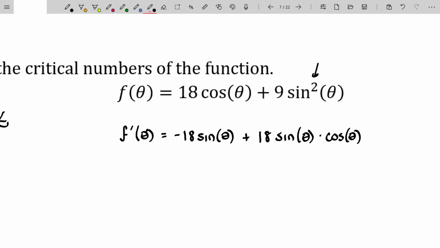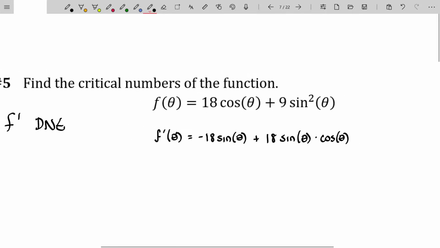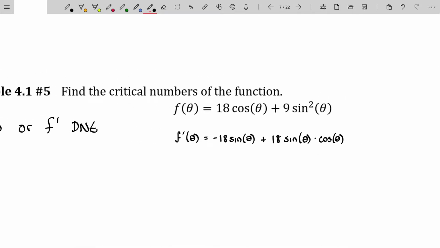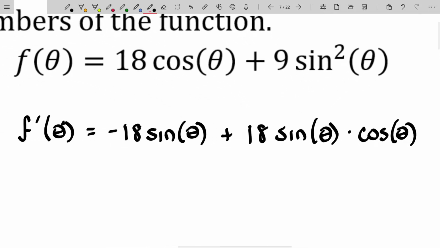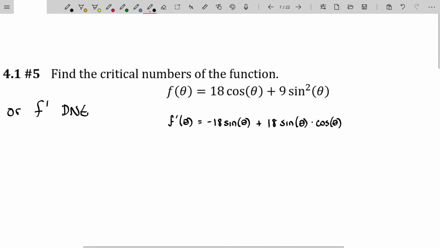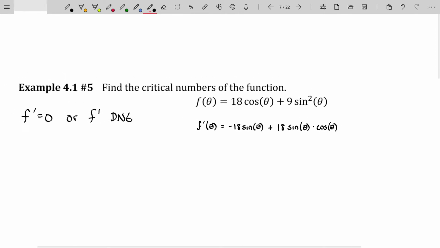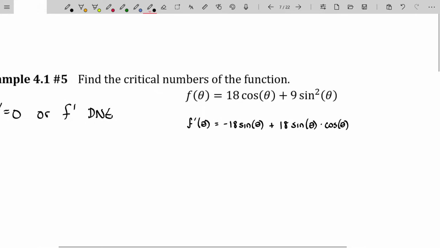That's beautiful. And I love this problem because it involves trigonometry, which is critical for you to be super duper comfortable with as you move into Calc 2. So this derivative always exists because the domain of these functions are all real numbers. So we don't have to worry about that. But we can set that derivative to 0.